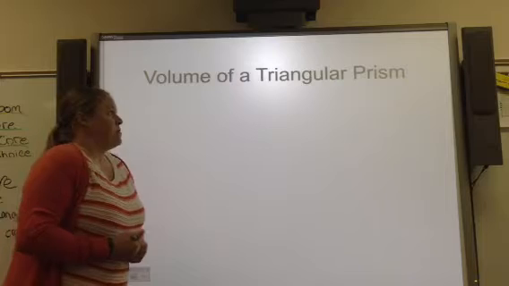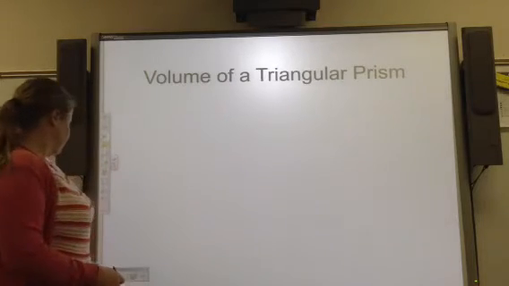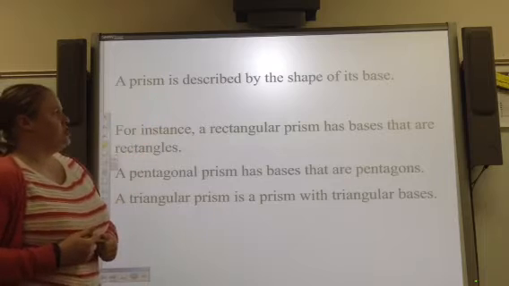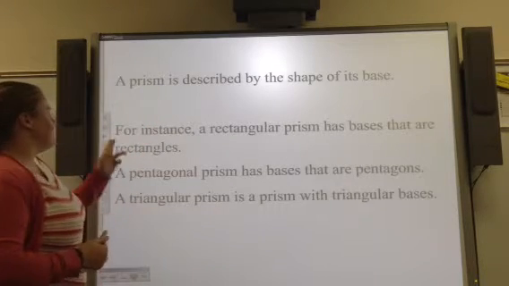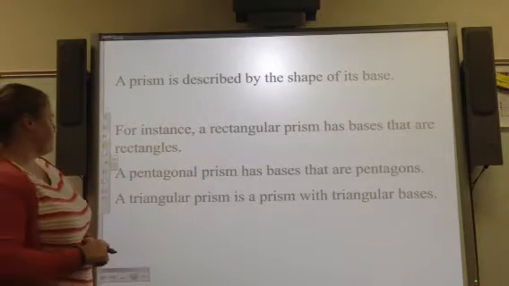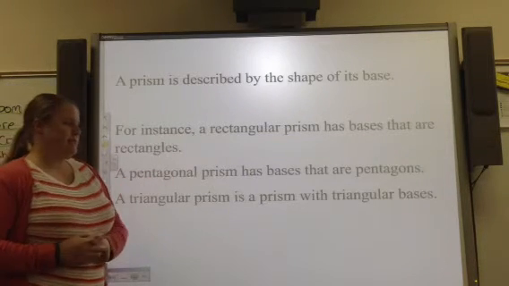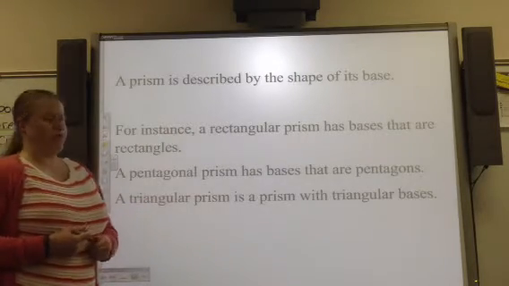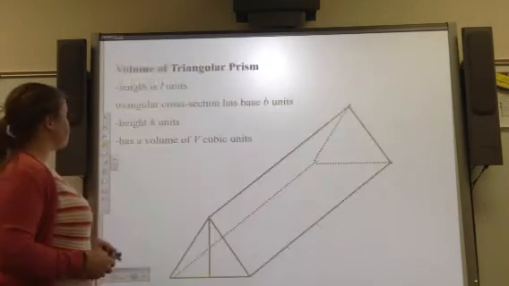Today we'll be studying the volume of triangular prisms. A prism is described by the shape of its base. For instance, a rectangular prism has bases that are rectangles. A pentagonal prism has bases that are pentagons. Today, a triangular prism is a prism with triangular bases.